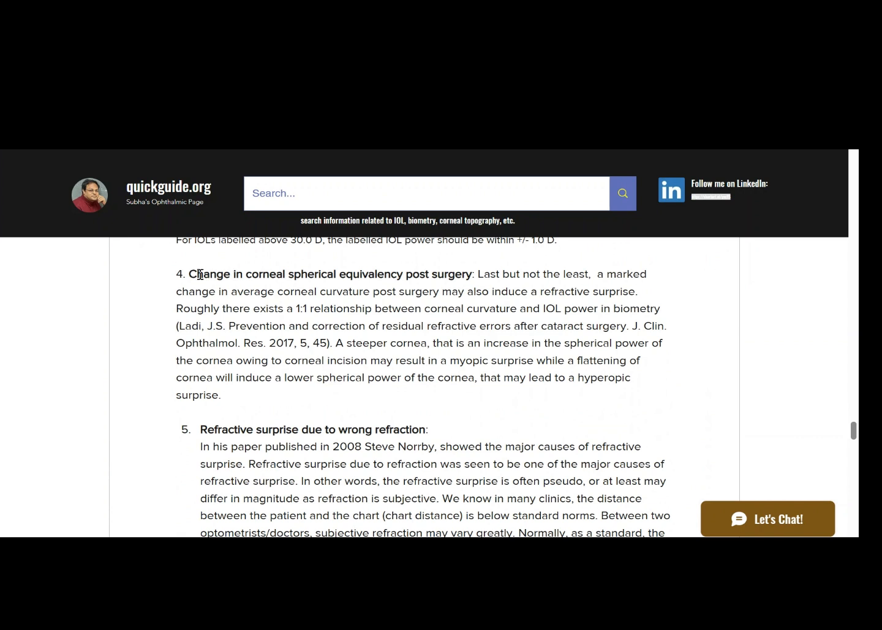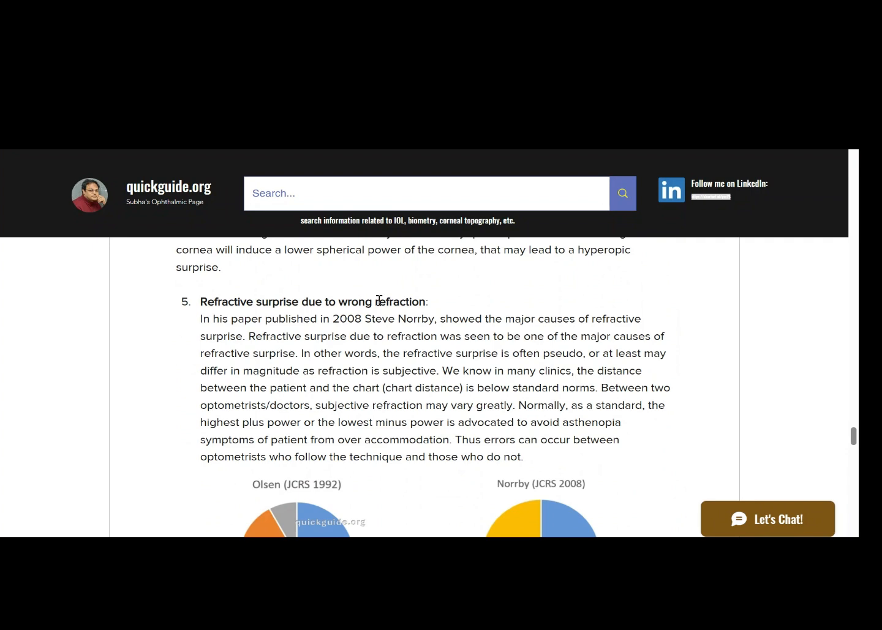The fourth thing that I would like to highlight over here is the change in corneal spherical power. So, for example, spherical equivalency. Say, for example, preoperatively the corneal power was 44 diopters, but you find out that when you do postoperative biometry, the average spherical equivalency of the corneal power has changed. Maybe it has become 45 diopters, one diopter steeper, or maybe it has become 43 diopters, one diopter flatter, right? So that would definitely affect your postoperative outcome.